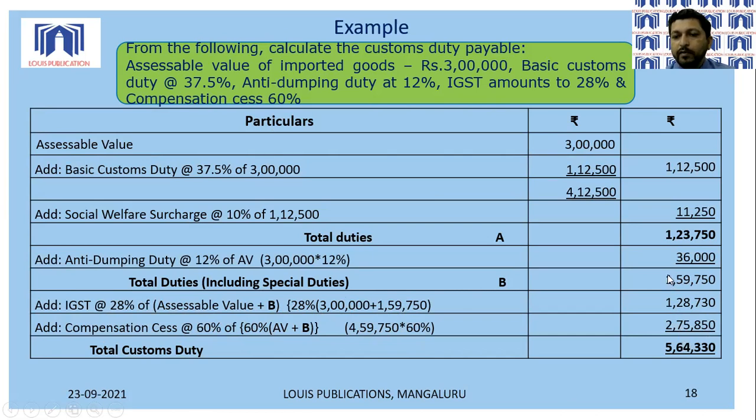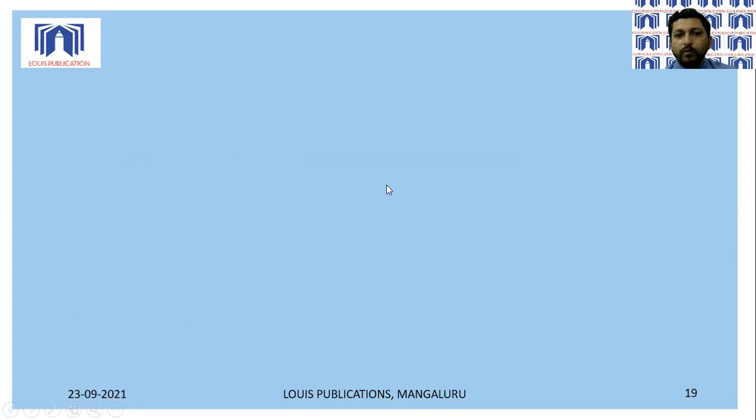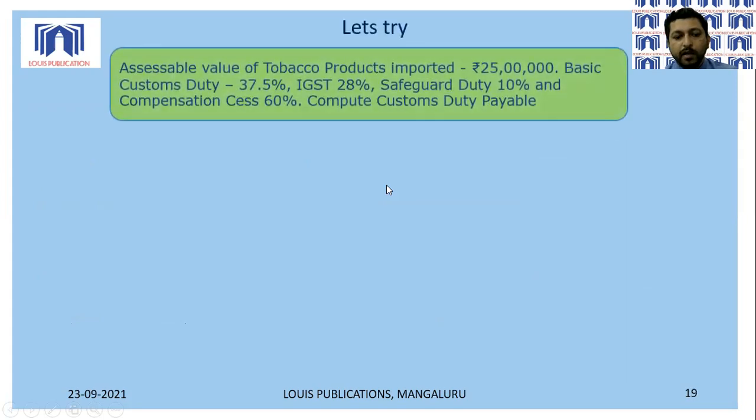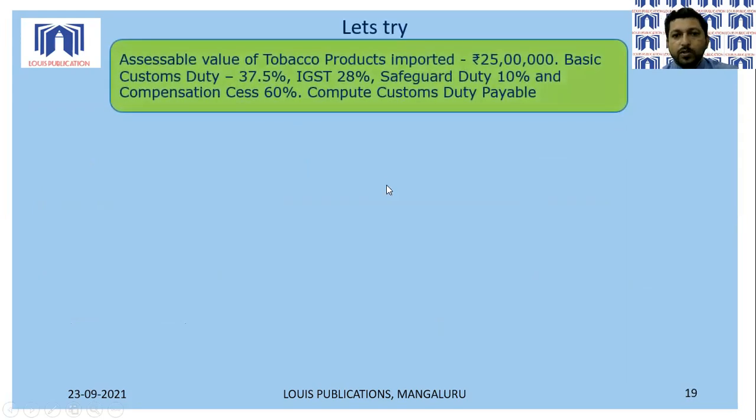And we are going to add B, 1,59,750, 1,28,730, and 2,75,850. We will get total customs duty payable of 5,64,330. That will be the value. So this is how we are going to calculate customs duty. Now what we will do is solve a similar problem.